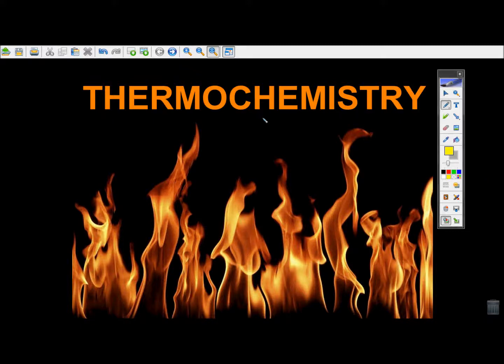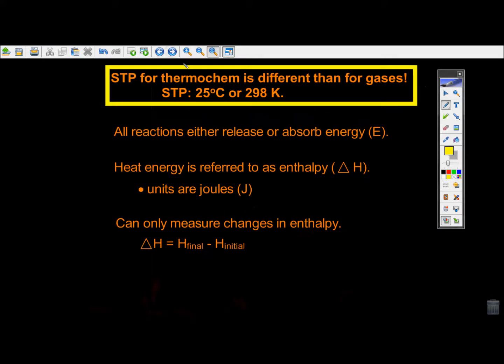Okay, so we're going to be talking about thermochemistry. Before we get started, I just want to point out that STP for thermochem is different than for gases. Our STP is going to be 25 degrees Celsius, or 298 Kelvin. We don't really use Kelvin a whole lot, so just remember STP is 25 degrees Celsius.